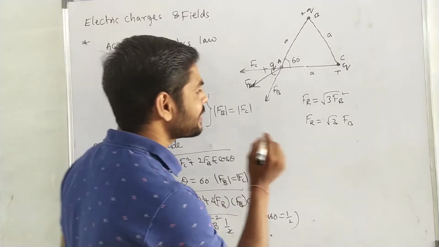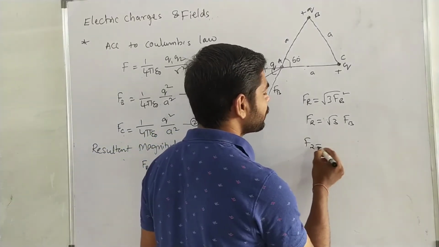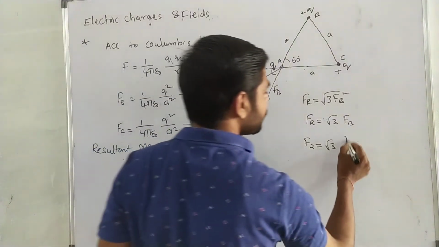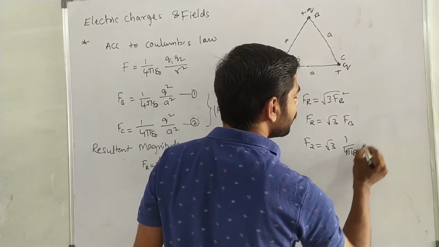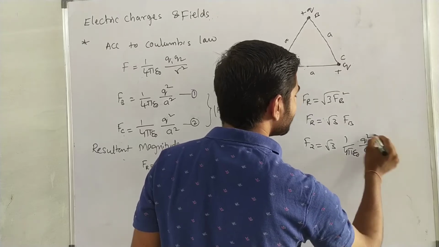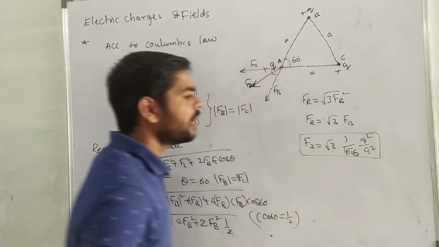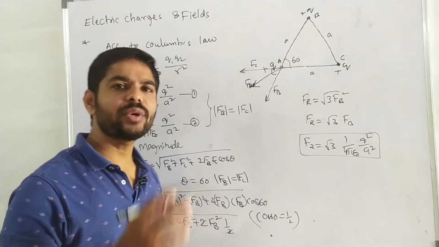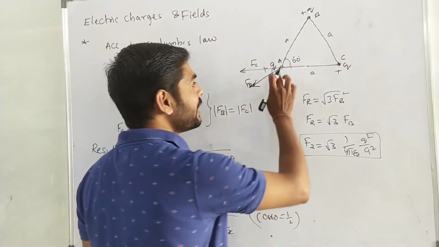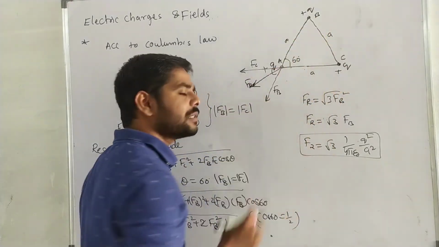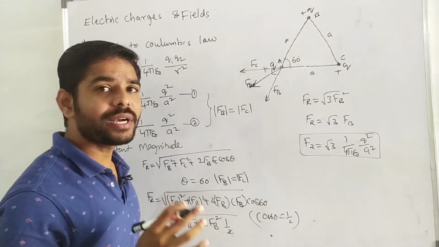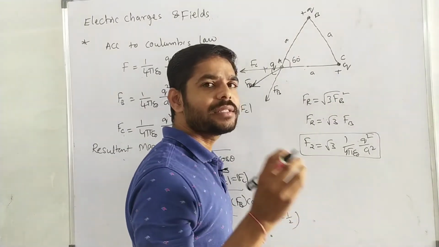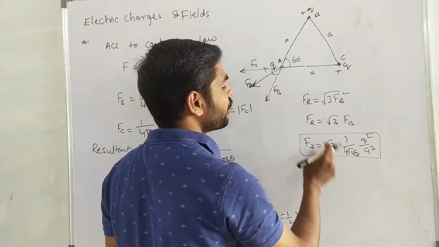Okay, this is the resultant force, Fr equal to root 3 times Fb, and the Fb value we carry here is 1 by 4 pi epsilon naught into Q square by A square. This much effective force is acting between the charges, while all charges are identical. And you can understand the concept here: if all the same charges are placed at the corners of an equilateral triangle, you have to follow this procedure.